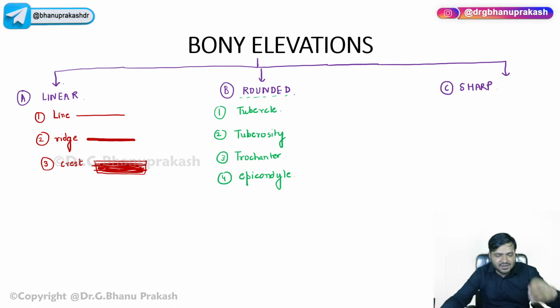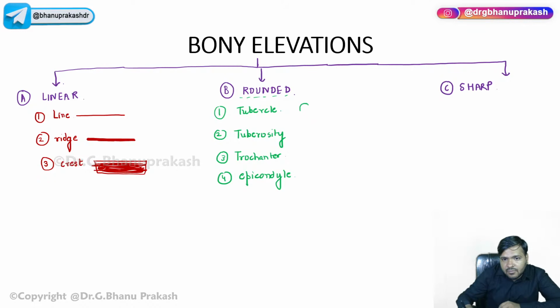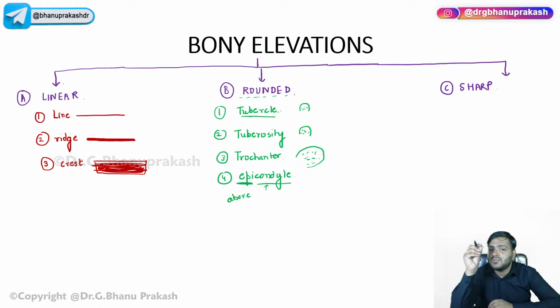Now, what is the difference? The difference is in the size, guys. The tubercle is small like this, a small rounded projection. Tuberosity is a little bit larger. Trochanter is even larger, like this. And epicondyle, epi means above the condyle, so it is present above the condyles. We have the medial epicondyle and the lateral epicondyle. So tubercle means a very small rounded projection.